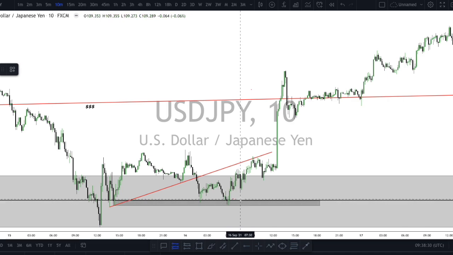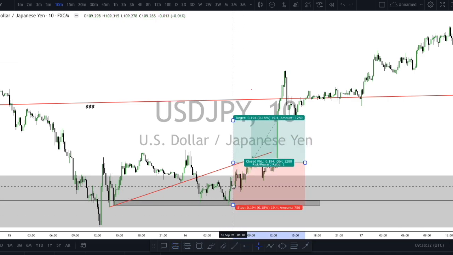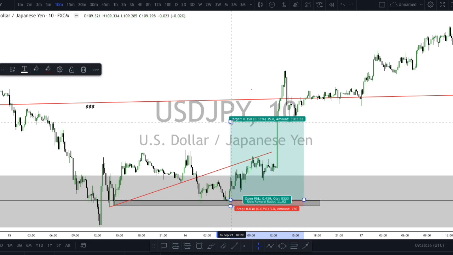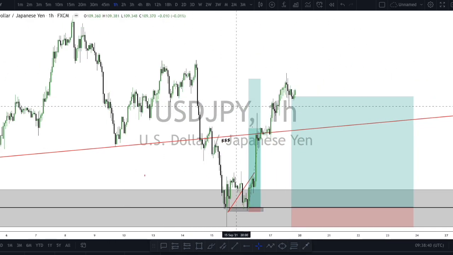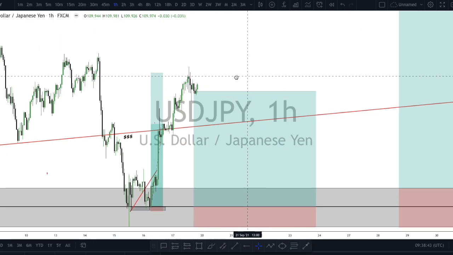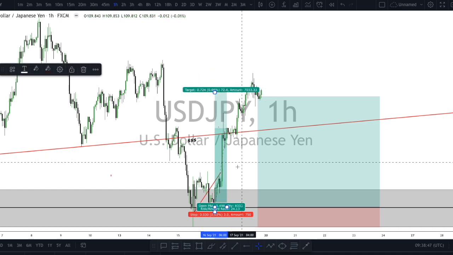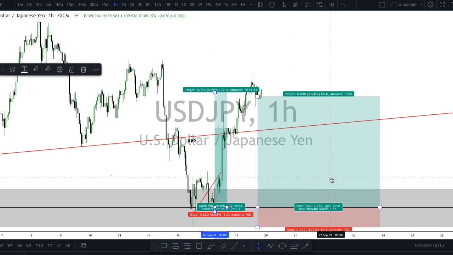This is our entry. Stop loss here. This is our entry. So you can target the higher time frame. Let's see at the end of the week what do we have. At the end of the week, we have about a 1 to 24 risk reward ratio. So just calculate it. This is 1 to 5.